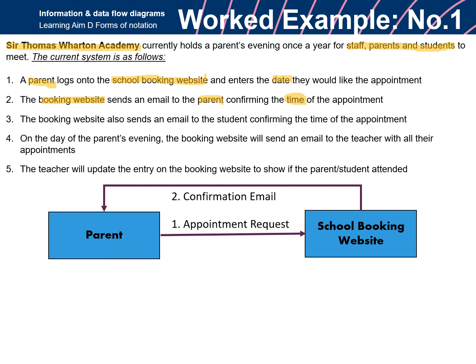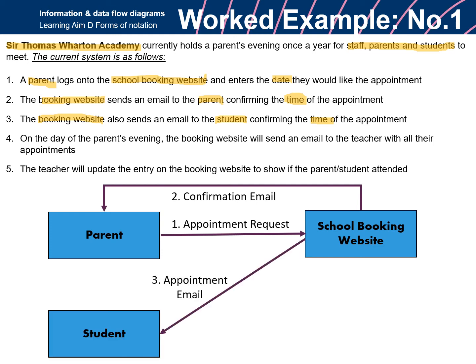If we were to continue drawing this example out, we'd look at stage 3, where the booking website sends an email to the student confirming the time of the appointment. Hopefully we are now getting the pattern, so we know that the data would go from the booking website to a student, and in that part 3 would be the appointment email of the time of their appointment.